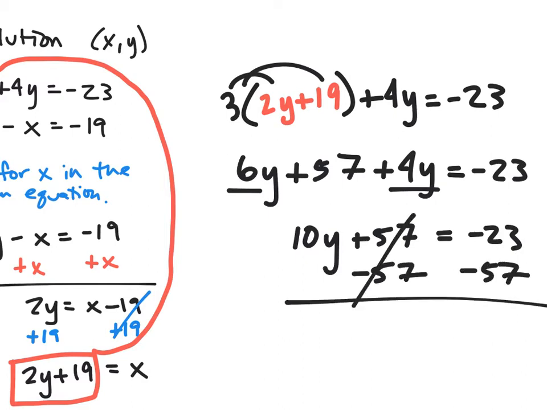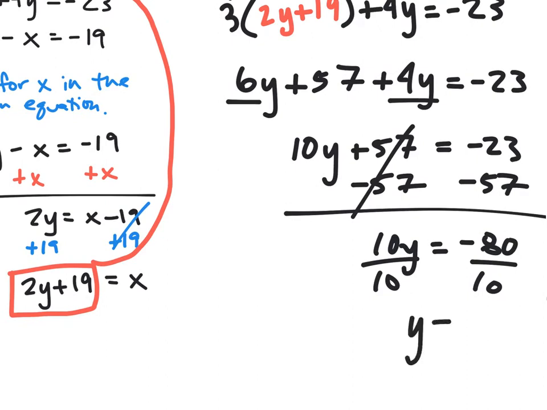Oh, I thought you added. No. So 10y then gives you negative 70, right? And negative 80. Negative 80. See, it happens. I do it too. I do it all the time. Divide by 10, divide by 10, and you should get y equals negative 8. Okay? If you got it, awesome.